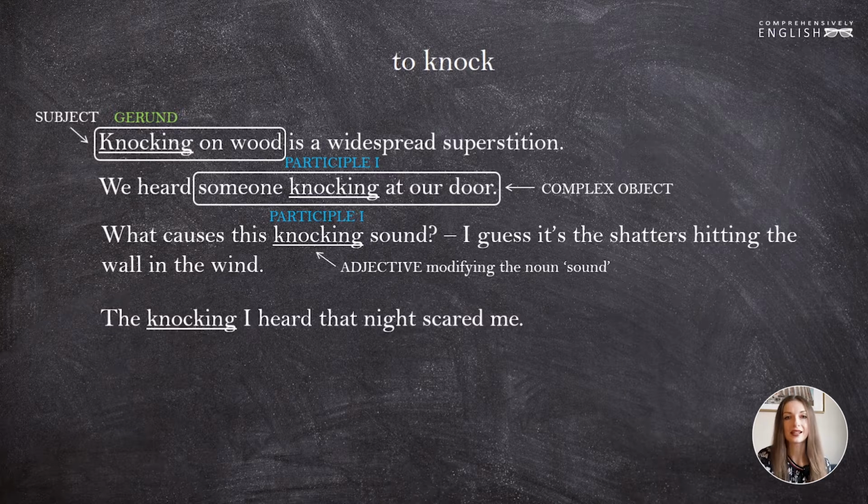We know that participle I is a verb that functions as an adjective or as an adverb. In the last sentence, though, we are dealing neither with a gerund nor with participle I. The knocking I heard that night scared me. So you see we have the article the that tells us that the word that follows is a true noun. So we are dealing with a verbal noun here that functions as the subject of the sentence. We cannot use any determiners before gerunds. This is not the only difference between a verbal noun and a gerund. Let's talk about this in detail.